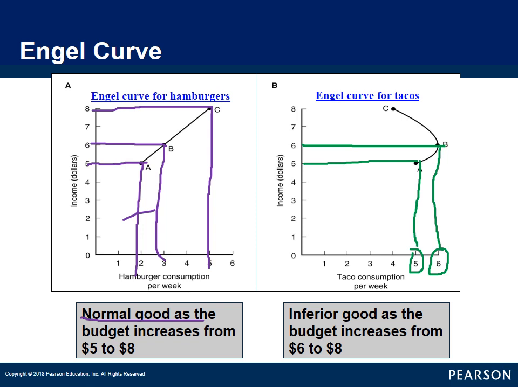So from the income of $5 to $6, we see that tacos follow the trend of a normal good, but then, as we saw on the graph on the previous slide, if the income rises to $8, we actually end up consuming fewer tacos. We drop down from 6 to 4. So, as stated below here, the tacos are going to be an inferior good as the budget increases from $6 to $8.